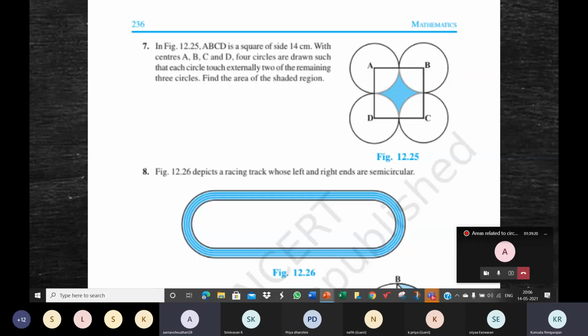Ma'am, area of the 4 circles plus the result obtained after doing this square minus 4 quadrants. Without using the earlier answer. Area of square plus area of 4 into major sectors. Very good. Area of the square plus area of the 4 major sectors.